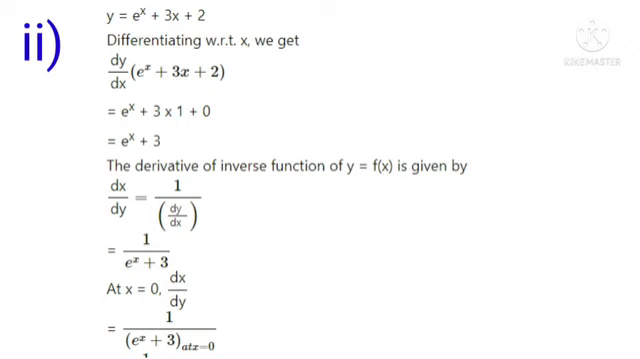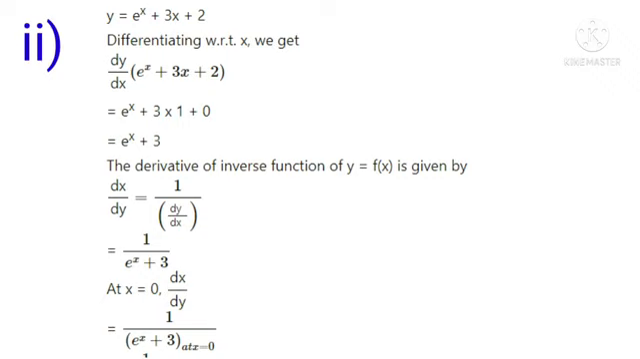That is, first the derivative of e raised to x, plus the derivative of 3x, plus the derivative of 2. What is the derivative of e raised to x? e raised to x. The derivative of 3x is 3 and the derivative of 2 is a constant term, 0. So we get e raised to x plus 3. Now the derivative of the inverse function of y is equal to f of x is given by dx by dy is equal to 1 upon dy by dx is equal to 1 upon e raised to x plus 3. This is our final answer.